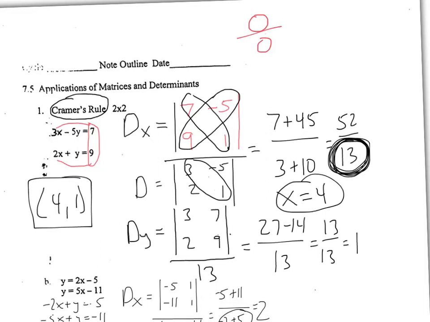And so if you get 0 over 0, this would be a case of infinite solutions. And if you get a different number over 0, that would be a case of no solution. So you can still get your special case answers here when you get 0 in the denominator. And that would be your special cases.